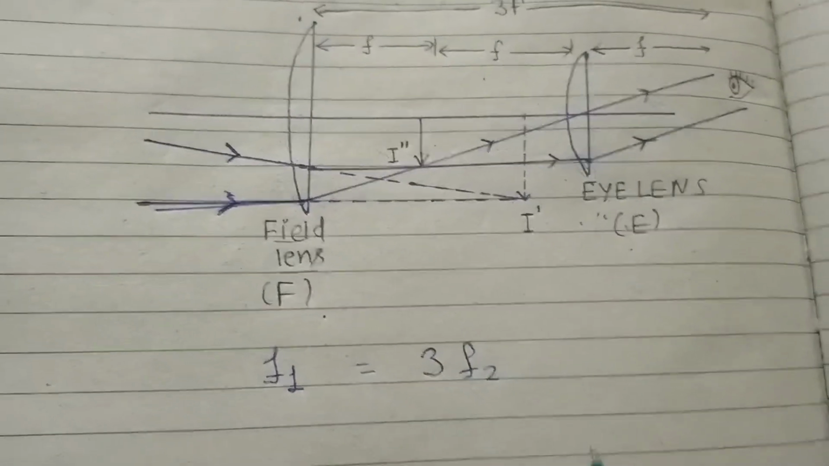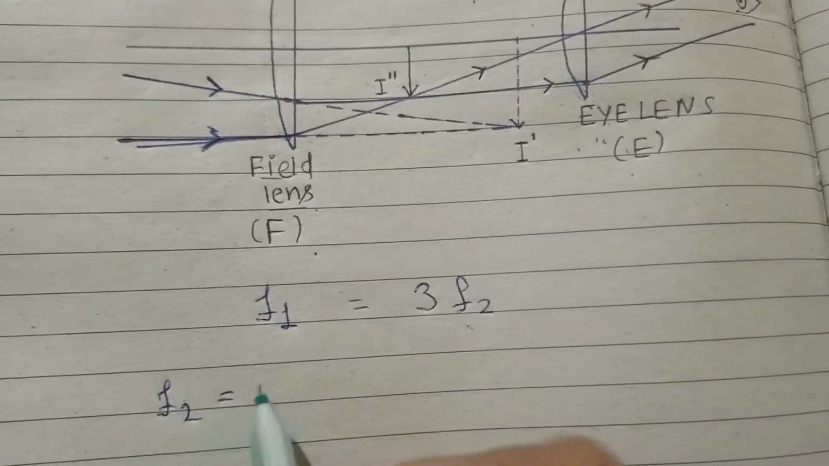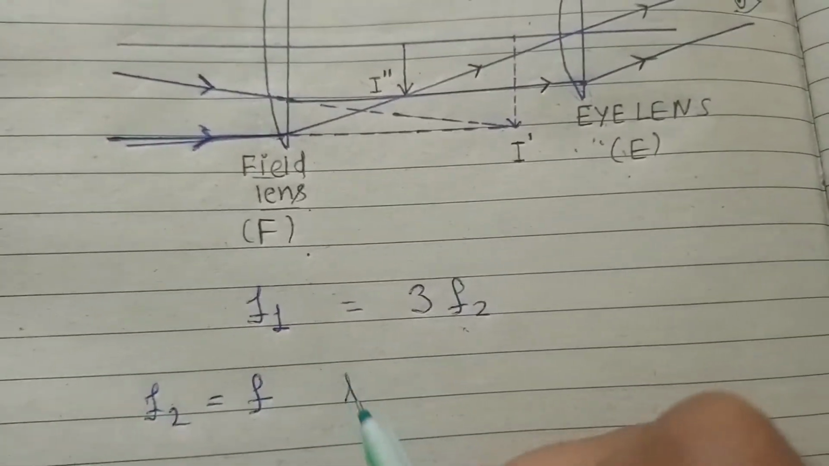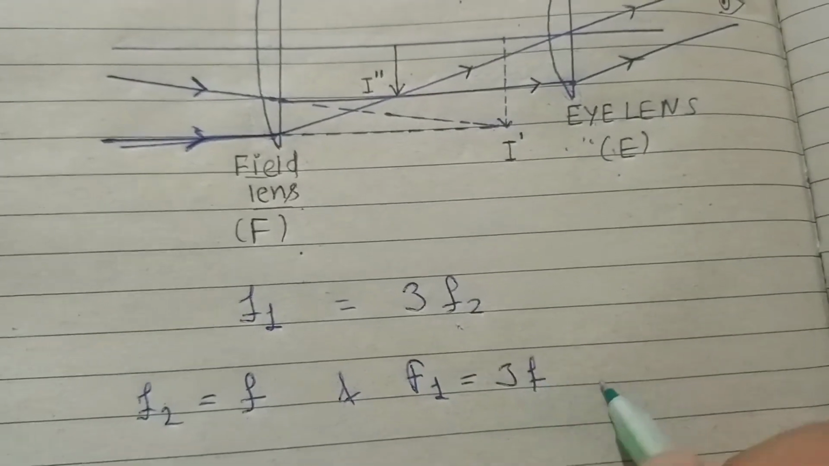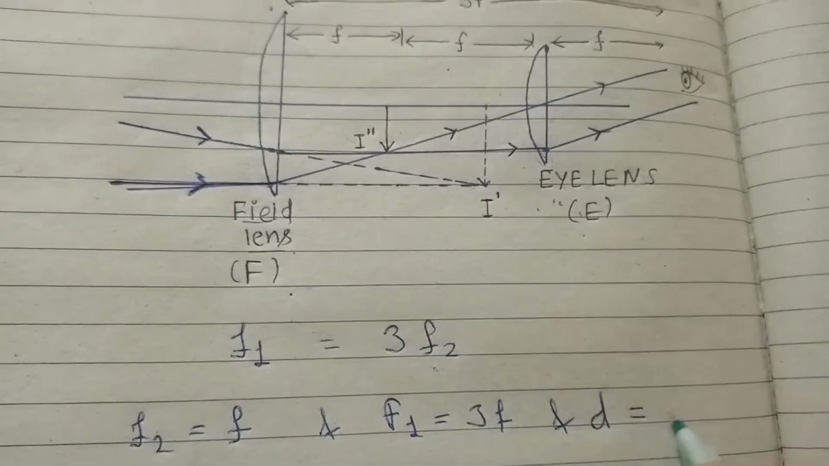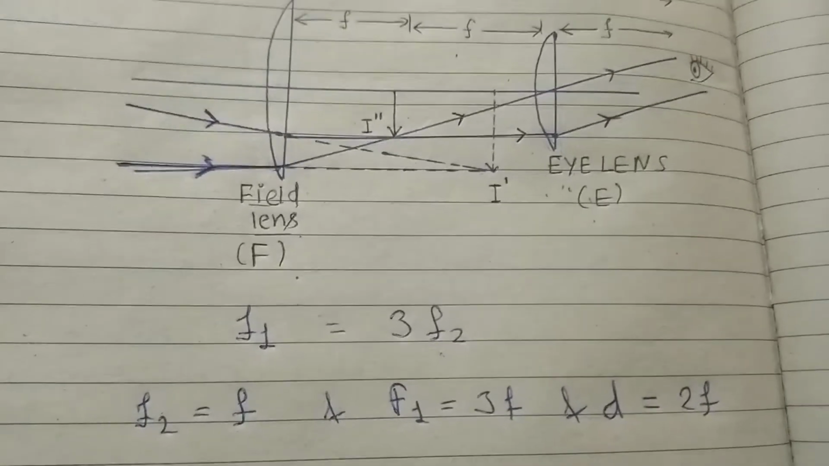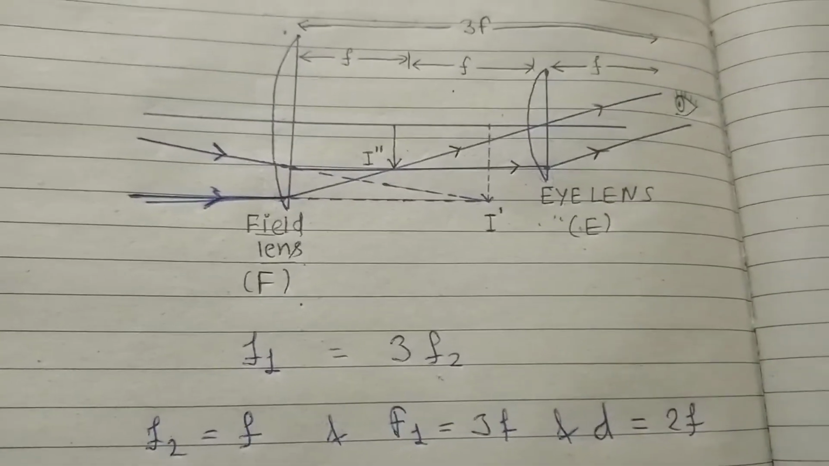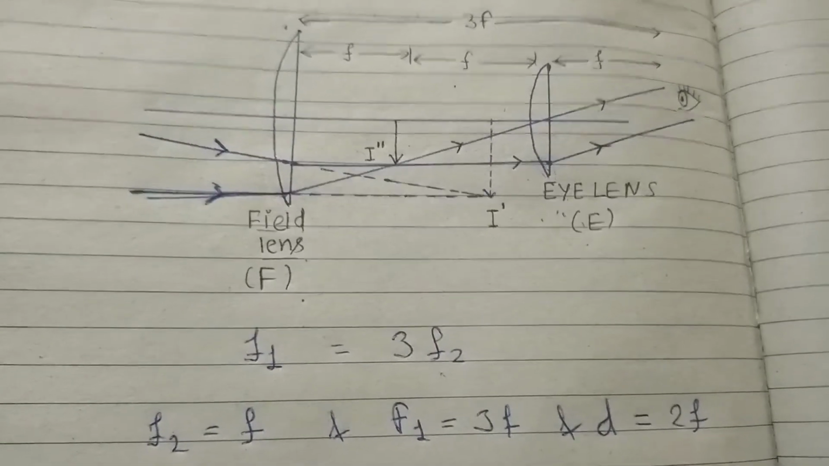As we can see, f2 is the smallest one, so we consider f2 equal to small f, and then f1 will be equal to 3f, and the separation between both lenses will be 2f. Alright, so this is the arrangement in the diagram. Now I will tell you the working. The working of Huygens' eyepiece is shown in the figure.